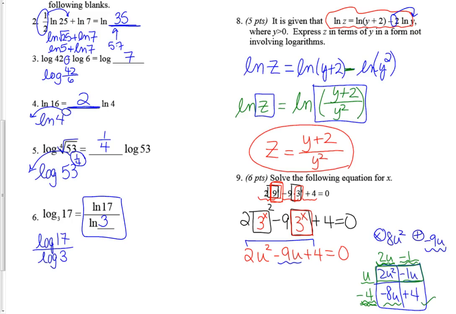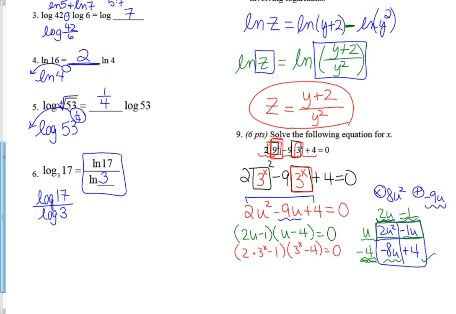Yes, it does. So to factor this expression, I have 2u minus 1 times u minus 4. Again, if I had written this with my 3 to the x's instead, I would have had 2 times 3 to the x minus 1, and 3 to the x minus 4 equals 0. It doesn't matter which way you do it. Let's scroll down here a little more.